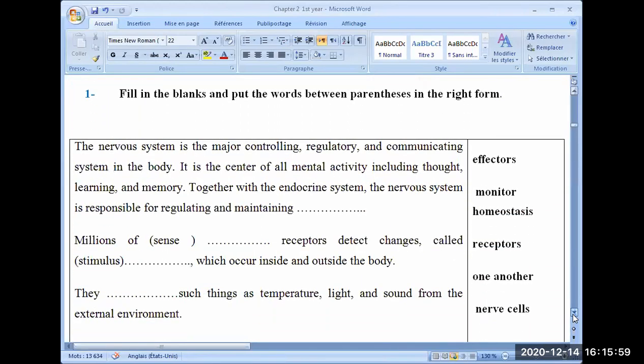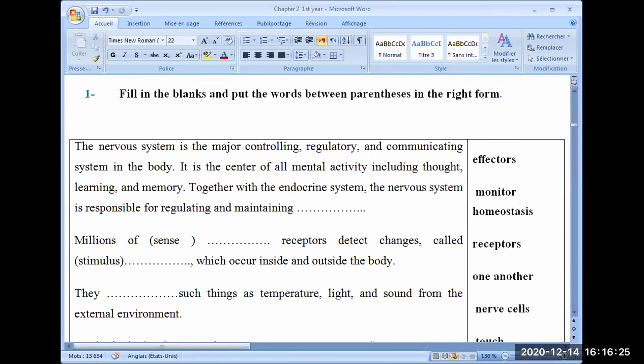Okay, you have here an exercise to do. It's a gap filling exercise, to learn more language about the nervous system. Okay, is there any volunteer here to read this paragraph? Can I read? Yes, please.